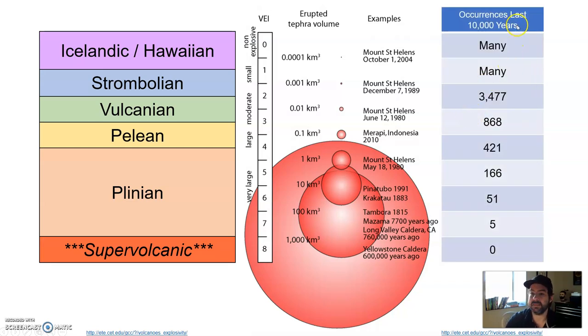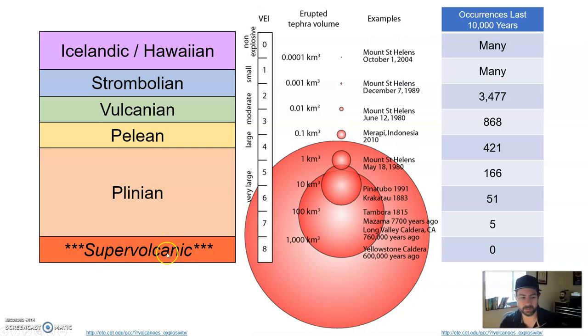So over the last 10,000 years, how many times have these things happened? Well, Icelandic and Hawaiian style eruptions, common at rift volcanoes or shield volcanoes, many times. Strombolian eruptions, smaller on the explosivity scale, many times. Volcanian, up over 3,000. Pelean, up over 800. And when you start to get into the Plinian, these get less and less and less the more explosive that you get. And in the last 10,000 years, there's been no super volcanic eruption.